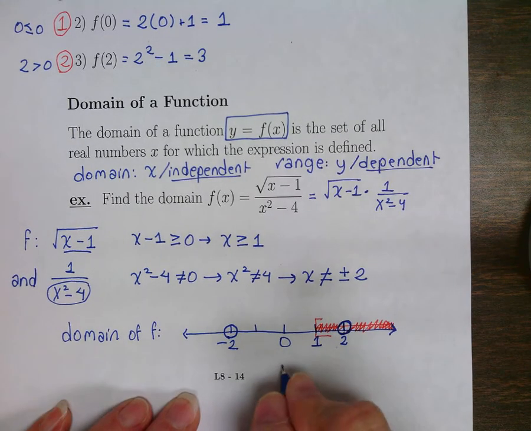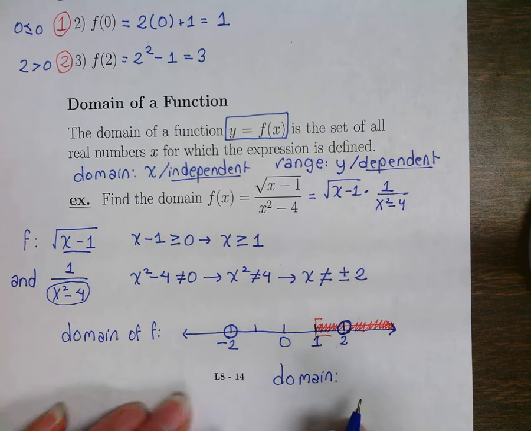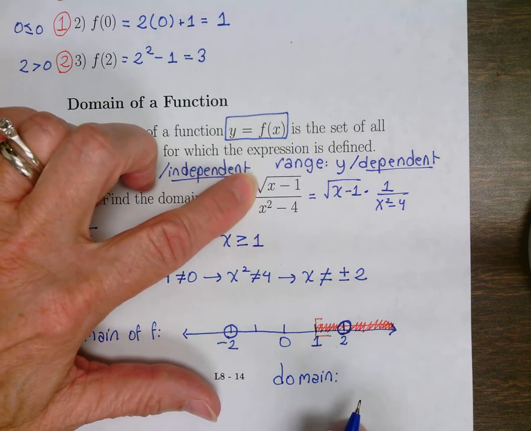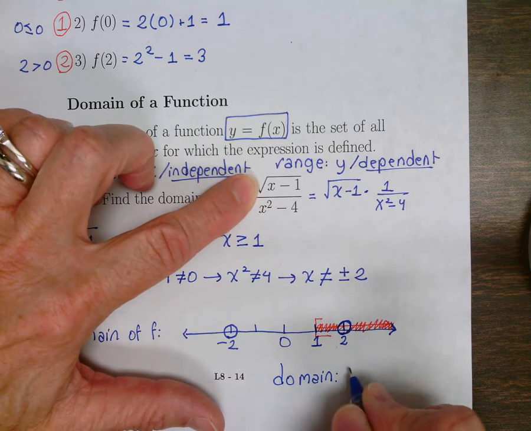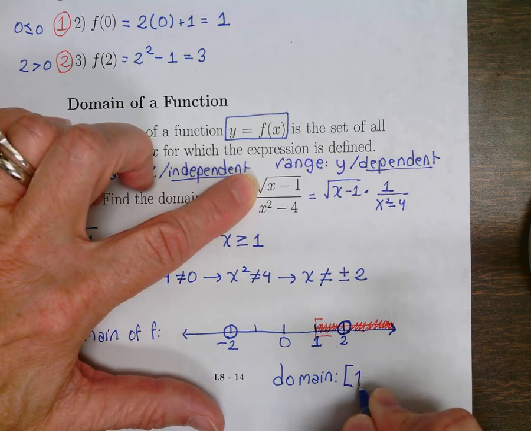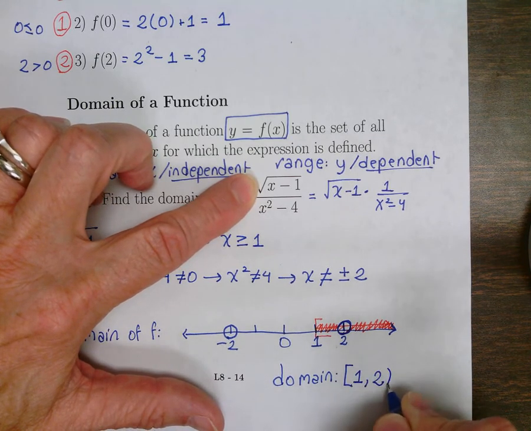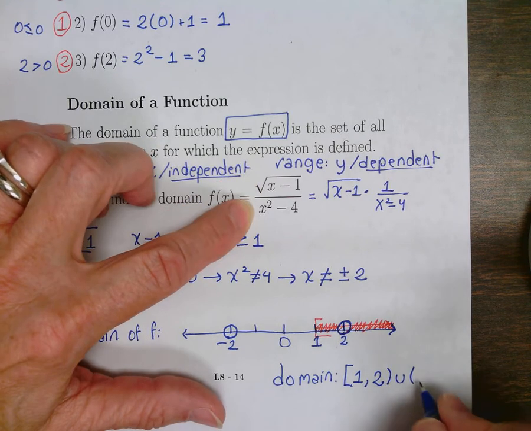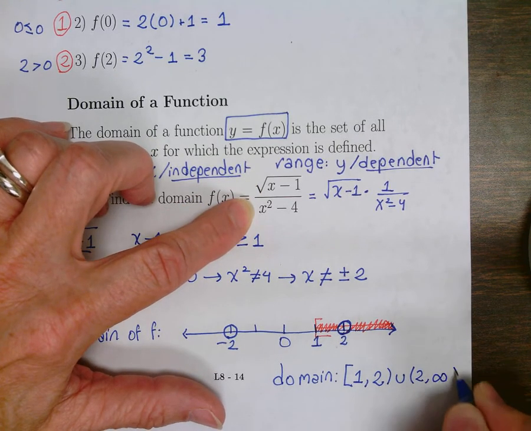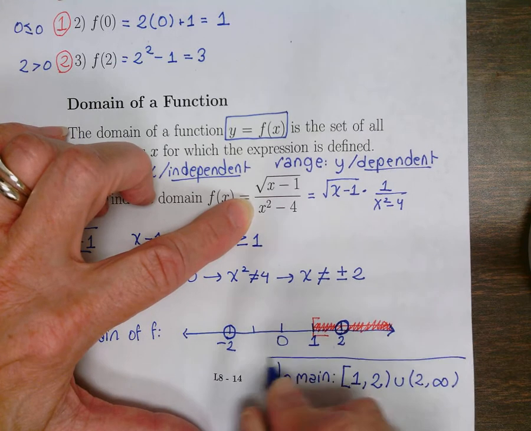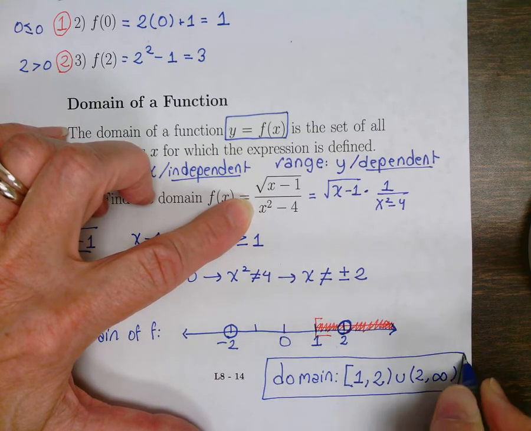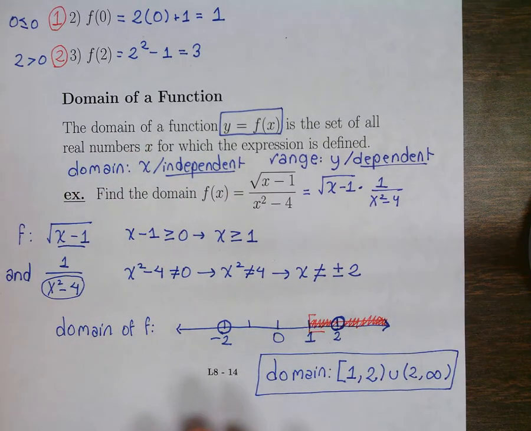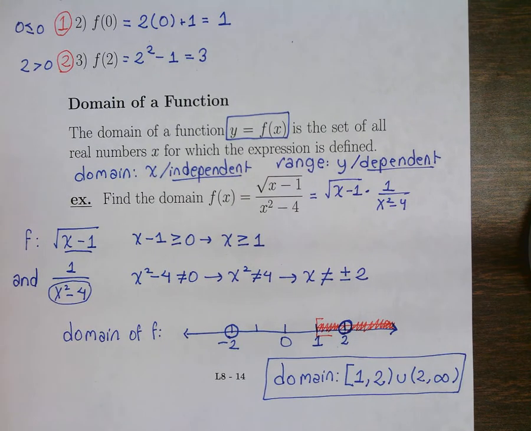So the domain in interval notation, remember it does include 1. 1 is in the domain of this function. The 0 in the numerator is fine. But we can't have 2, because 2 would make the denominator equal to 0. And so we have the domain of our function. Okay?